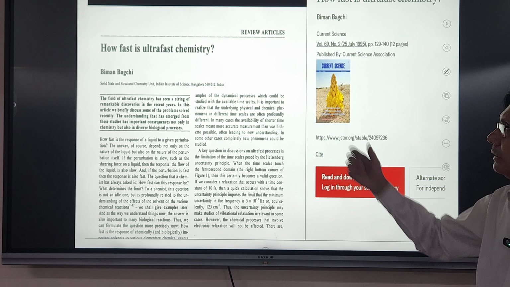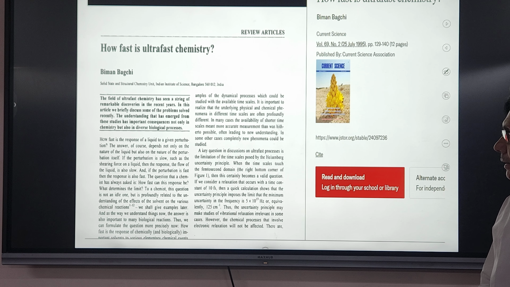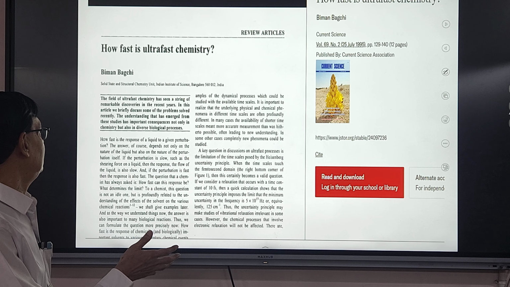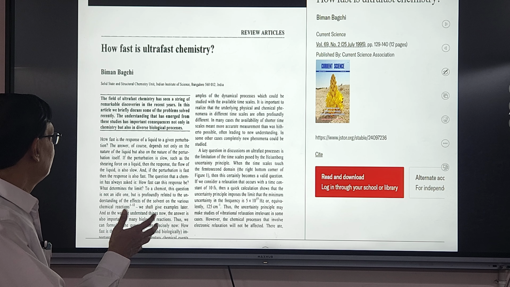So I must mention the name of that scientist, and I think I have already mentioned, because Bagchi's theory in your course, barrierless chemical reaction, Professor Biman Bagchi. Again, he is from Indian Institute of Science, Bangalore. He also visited this place, delivered a lecture during our CRSI conference, and he also discussed so many things about this, how fast is ultra-fast chemistry, because that is very important.